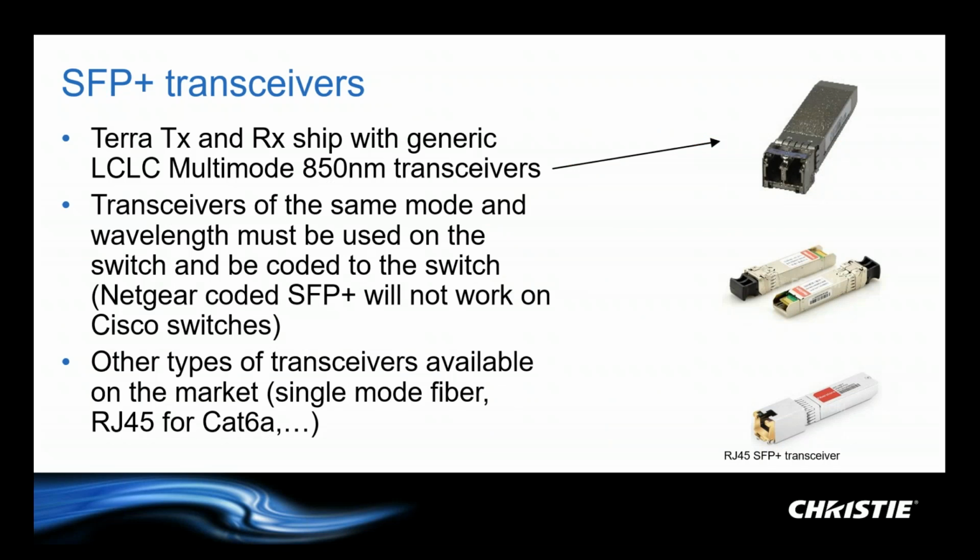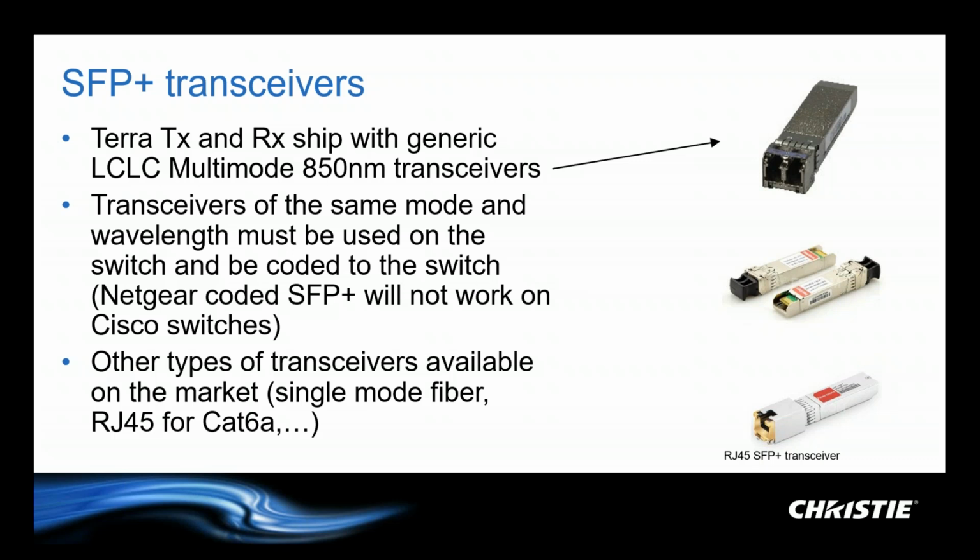In terms of SFP transceivers, the Terra TX and RX ship with generic LC multimode OM3 transceivers, so 850 nanometer wavelengths. You need to use the same mode of wavelengths on both ends of the cable. So if you want to use the SFP Plus transceivers that ship with Terra, you're going to need to get LC multimode OM3 transceivers for your switch, and they need to be coded to the switch that you're using, and that's why we don't supply them for the switch that you want to use.